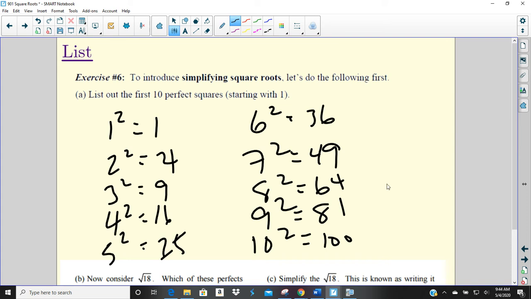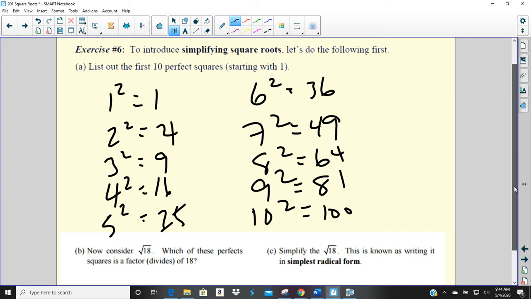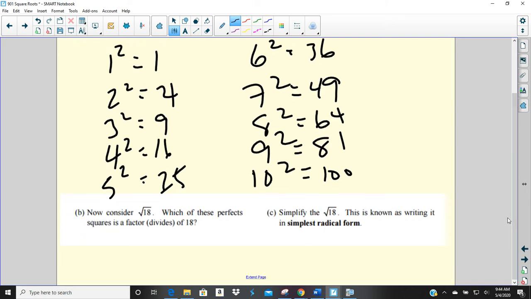Okay, make sure you memorize those. They should be probably memorized somewhere in your brain anyway, but those are going to be used a lot. We want to try and use our calculator as little as possible until we need to in a few lessons. Consider square root of 18. Which of these perfect squares is a factor, divides into 18? What you want to do is start with the number right before the 18, in this case 16. Does 16 go into 18? No, it doesn't. Does 9 go into 18? Yes, 9 is a factor of 18.